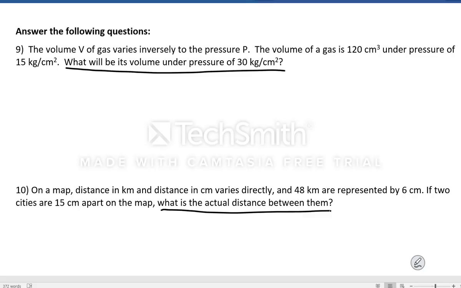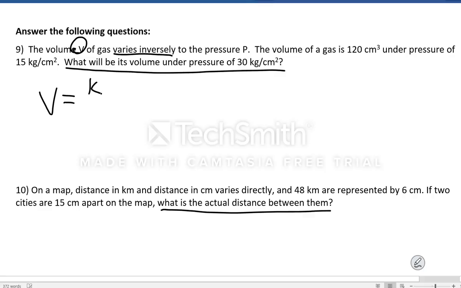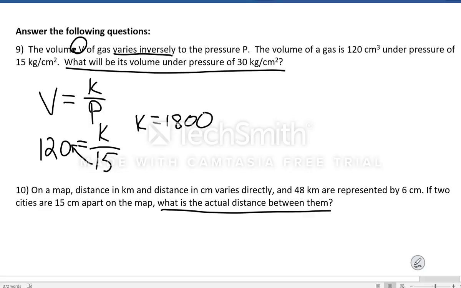So it says the volume of gas varies inversely. So the volume varies inversely with the pressure. So that's the equation that we're actually using. And then it gives us the volume of gas, which is 120, is equal to the constant of variation over the amount of pressure, which is 15. So if I multiply these two, I get K is equal to 1800. That's our constant of variation, 1800.